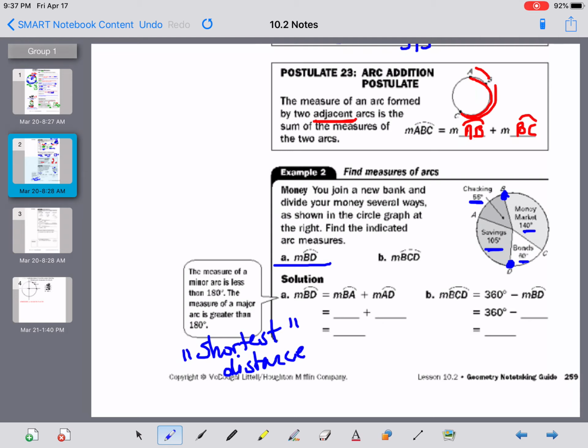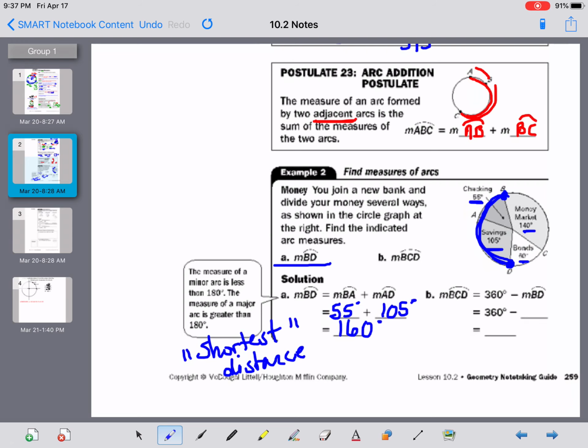Because I'm looking for the shortest, I'm going to go to the left here. And it looks like I have a couple arcs to add together. My checking there is 55 degrees. My saving is 105 degrees. I'm going to add those together for 160 degrees.